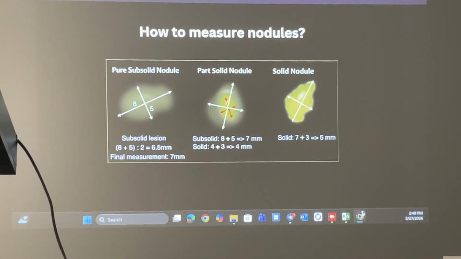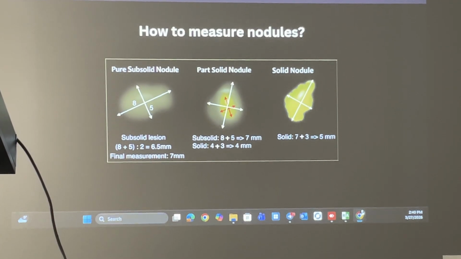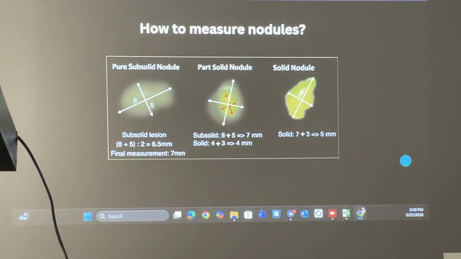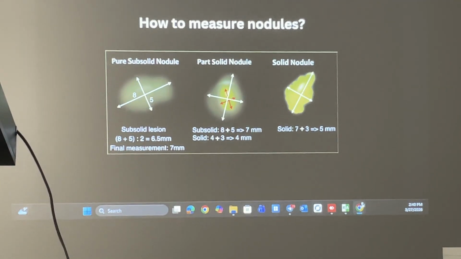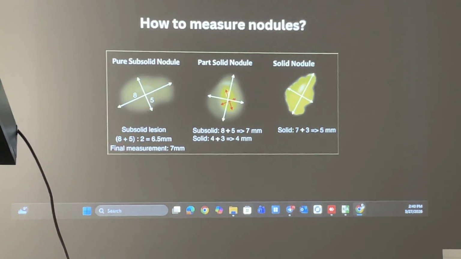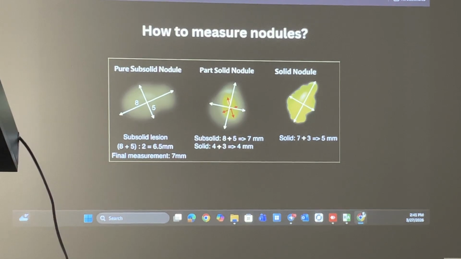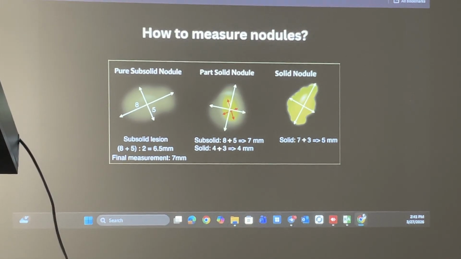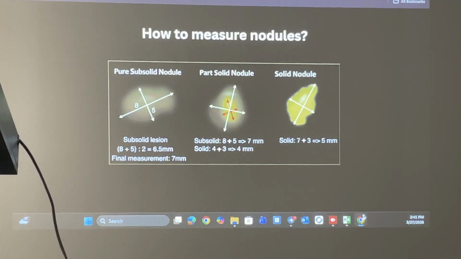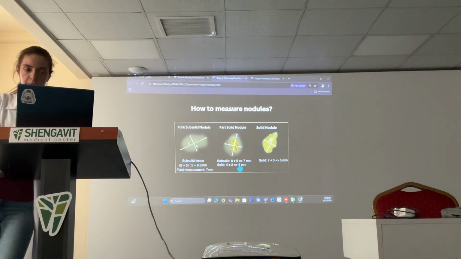How to measure nodules. In the Fleischner guidelines, nodule dimensions can be obtained using either 2D caliper measurements or 3D nodule volumetry. Manual 2D caliper measurements should be based on the average of the long and short axis diameters of the nodule. In part solid and subsolid nodules, both the total nodule as well as the solid component dimensions should be measured separately, as shown in this image.